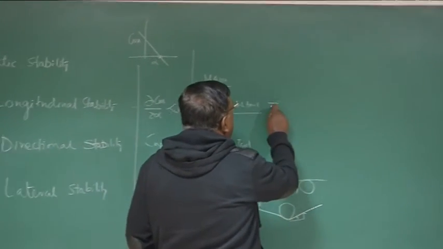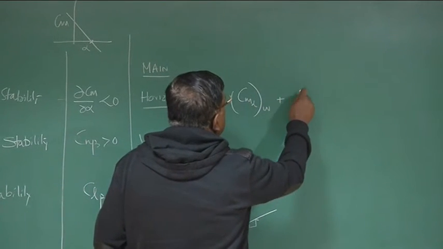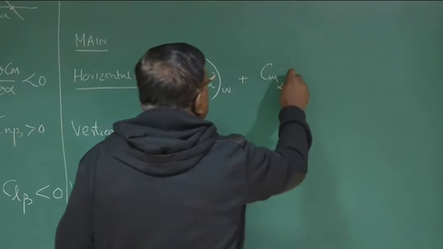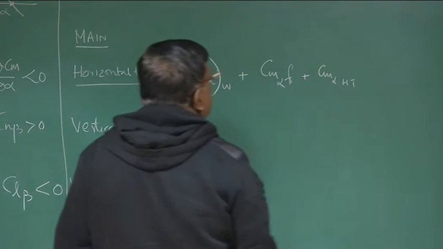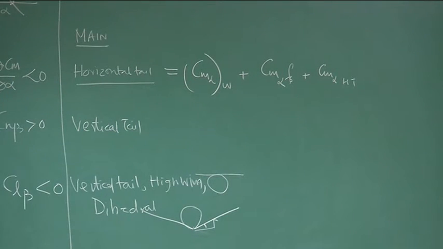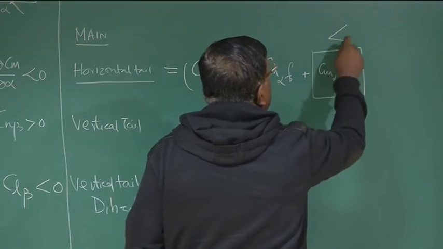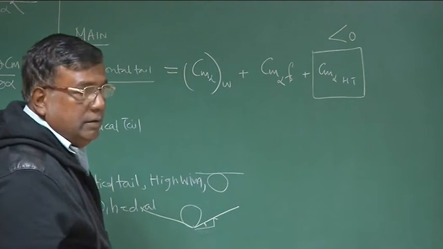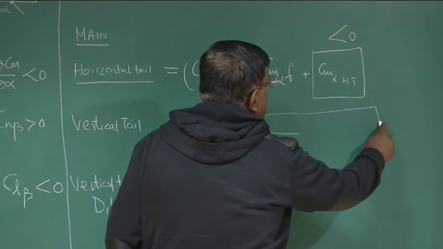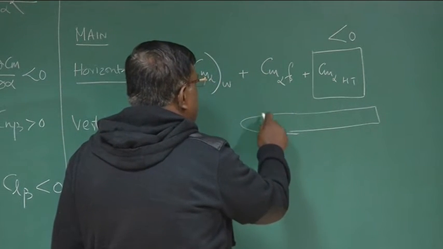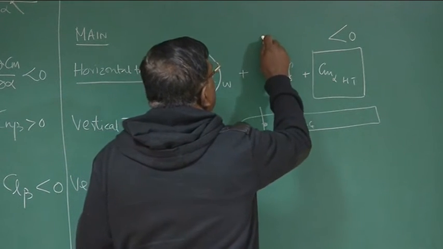If I summarize this, I write Cm alpha because of wing, Cm alpha because of fuselage, Cm alpha because of horizontal tail. So if we see these three derivatives, one thing I can guarantee is that this will be less than 0. This will always be stabilizing. As far as the fuselage is concerned, you can very well see the fuselage typical shape is like this, and its center of pressure will be somewhere here, and the CG will be somewhere here, so it is always destabilizing.